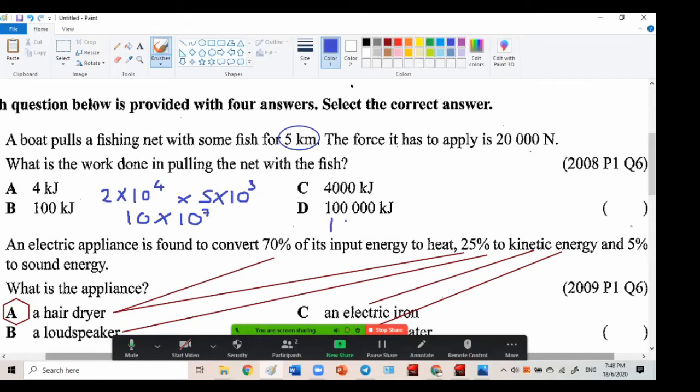Only this one gives 10 to the power of 8. Can you see? Here is 5 zeros times another 3 zeros behind. K means 3 zeros. So can you see the 8 zeros here? 1, 2, 3, 4, 5, 6, 7, 8. That's why the answer is D.